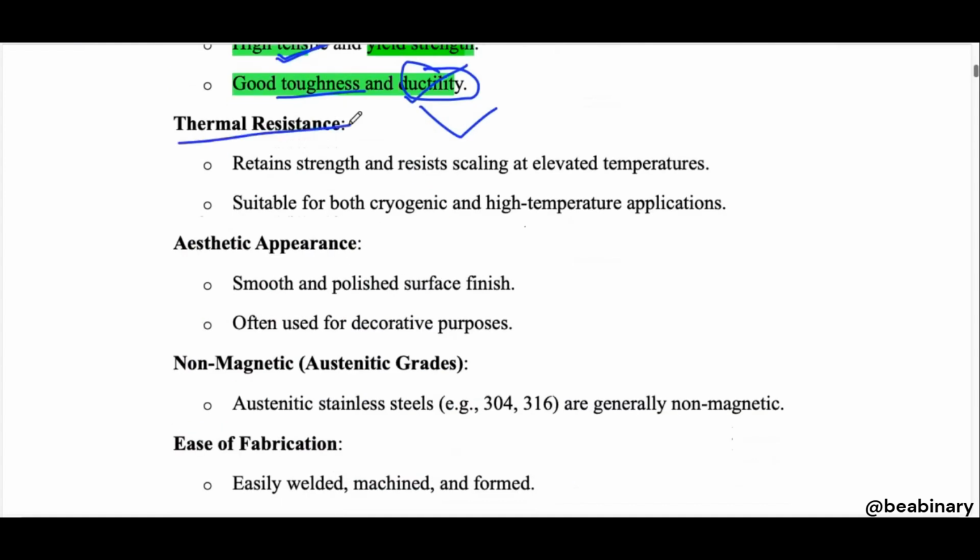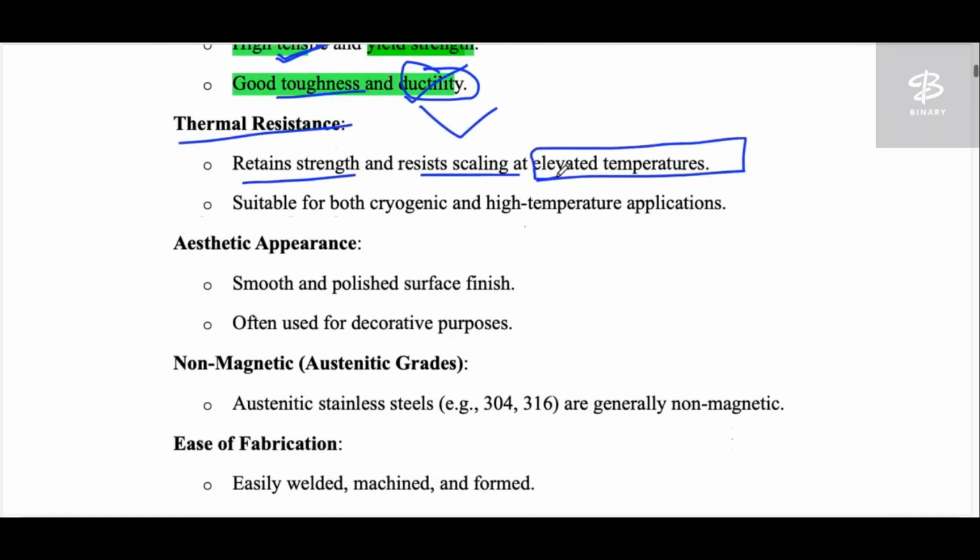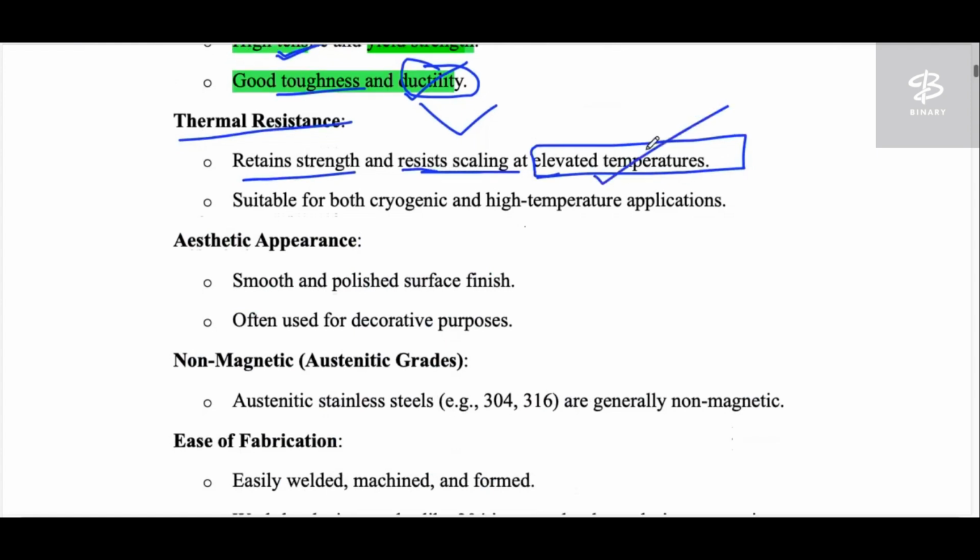We talk about thermal resistance. We have already discussed, they retain strength and resist scaling at elevated temperature. I mean, scaling means they are getting eroded. They are getting a lot of other chemical reactions over their surface, and they lose their shine, or they basically have a rough surface. Okay, which is not desirable. Okay, so that is resisted at very high temperatures. So suitable for both cryogenic and high temperature applications.